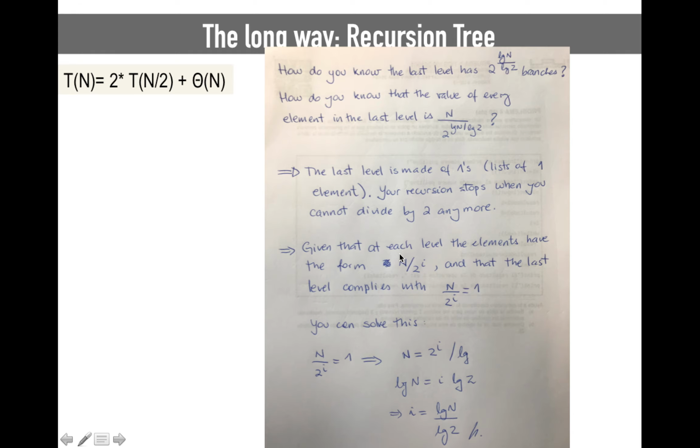So you can say, okay, in the last level, I still have this form, but the element is equal to 1. So here we have an expression, and then we can solve this equation to find out the value of i. So we apply the logarithm, and we get that i is log of n divided by log of 2. So in the last level, the form is n divided by 2 to the y, with y as this, okay?